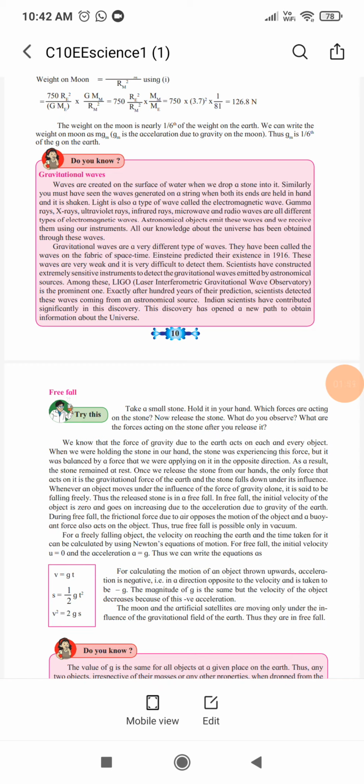Now when you are holding the stone in the rest position, the initial energy is 0. But once we release the stone, it will come downward because of the gravitational force, some kind of influence due to gravity. Whenever an object moves under the influence of gravity alone, that we call free falling.